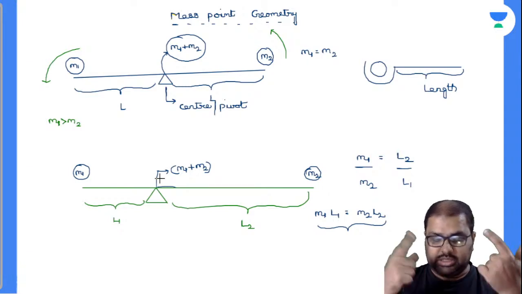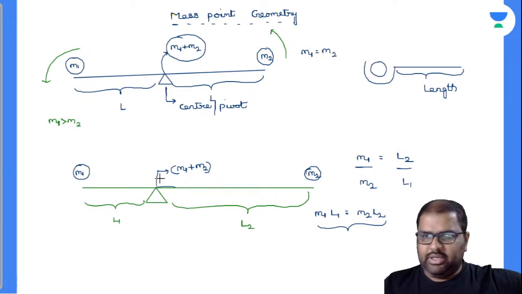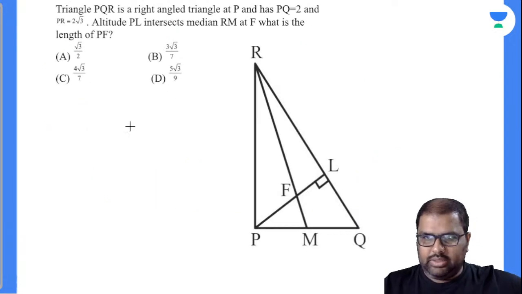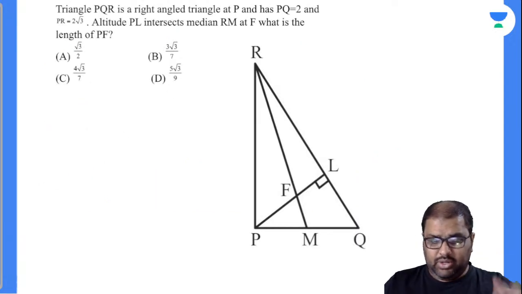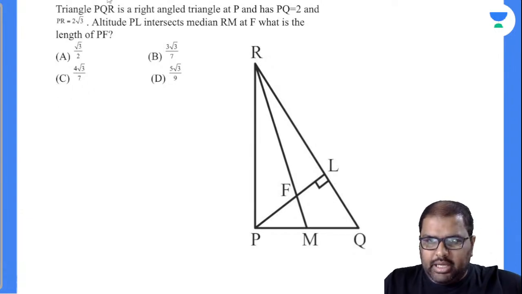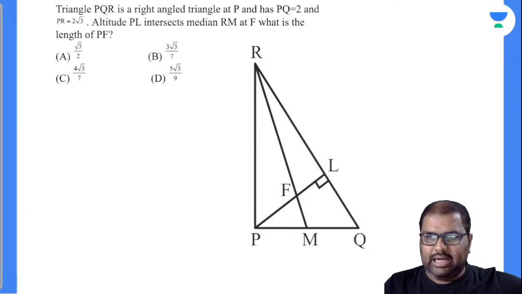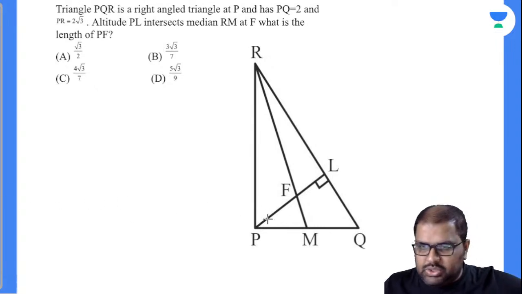Let us see. I will show some questions and how to solve them. Observe the question carefully. So I will take down this question. Look carefully, I am not solving with similarities of triangles. Triangle PQR is a right angled triangle at P. So the right angle is at P. Okay, fine. I'll take it down like this.